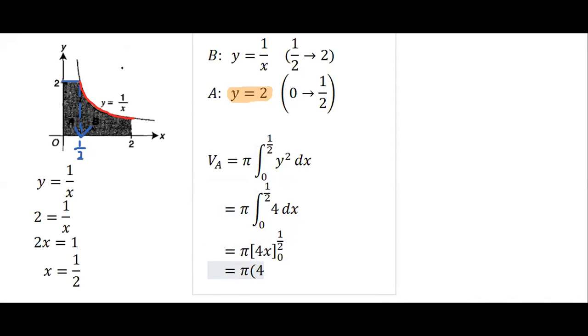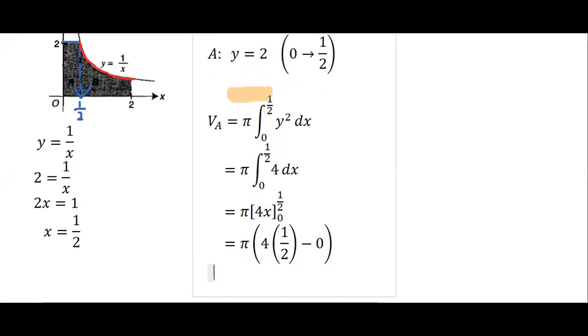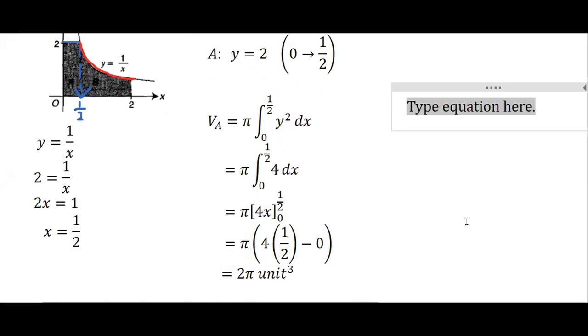Pi 4 times half minus 0. Memang minus 0 sebab kosong kan. So you will get 2 pi. 2 pi unit cube. Okay, good. Okay, lepas dapat A punya kita buat siapa punya? B punya. Okay, we do B.